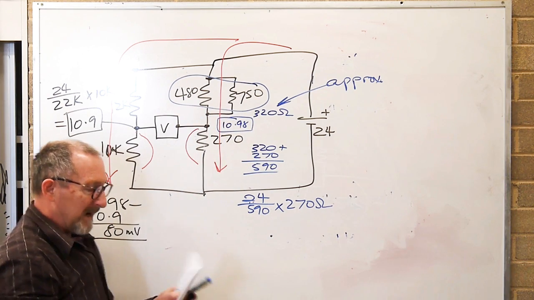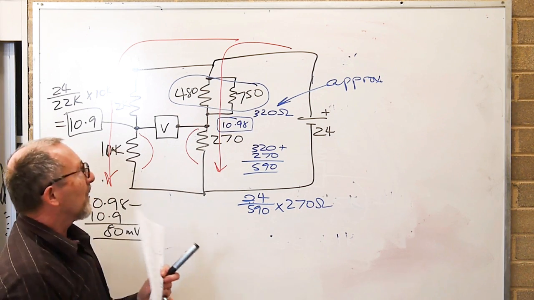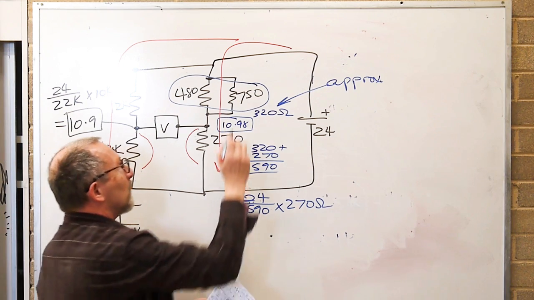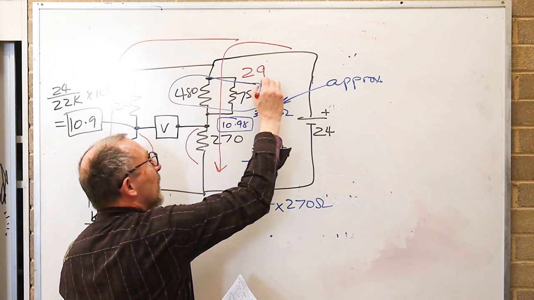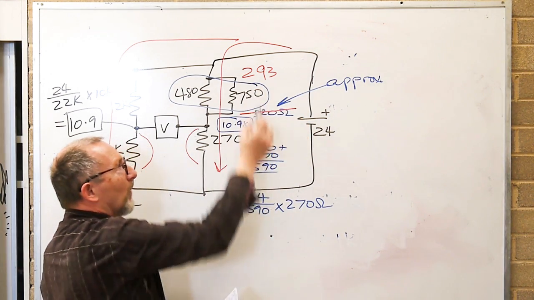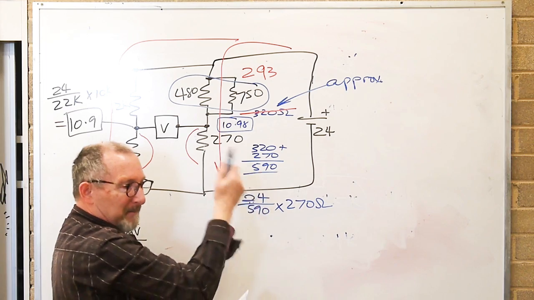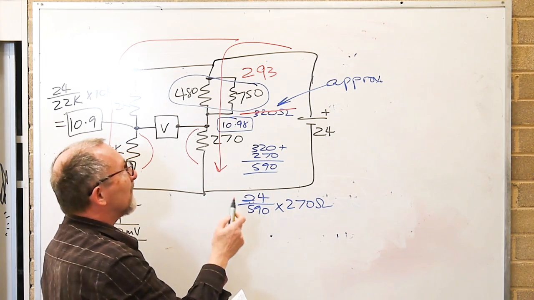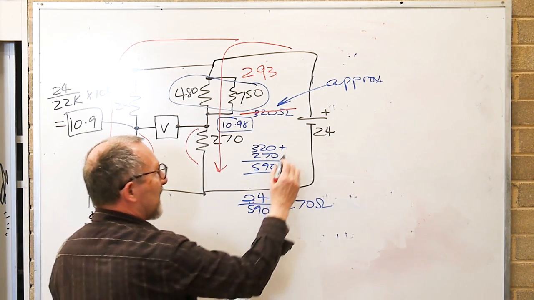So when I went back in with the calculator and I worked it out, and I'll do it in red here, it was 293 ohms. Not 320. Not much difference between them, but in this case it makes a big, big difference. So I had to run the maths again.